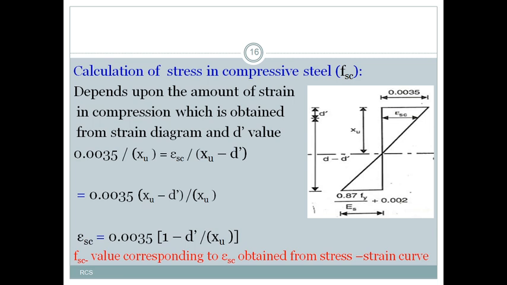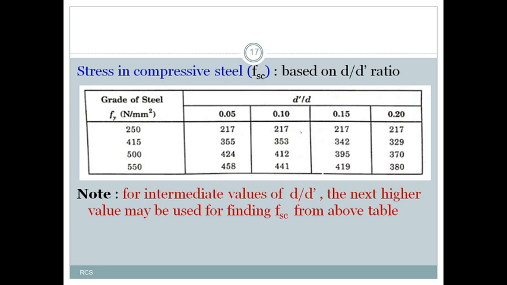The curve will be given in your IS 456 2000, and correspondingly various values of strains. There are some standard stresses given, compressive stresses are given in the table. Those tables are also available in your code, that is IS 456 2000. Here I am giving one ready-made table that depends upon the d dash by d ratio. You know d dash is the effective cover in the compression and d is the effective depth. And for a given grade of steel and values of the d dash by d ratio, here the values of compressive stress in steel are given.